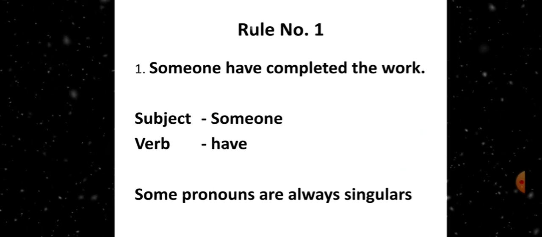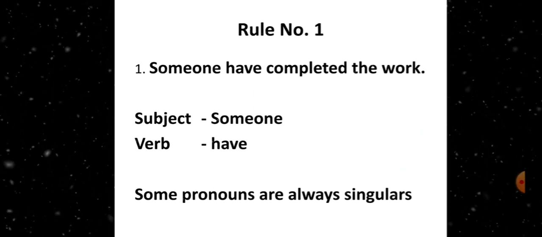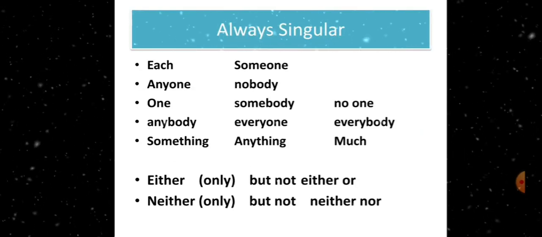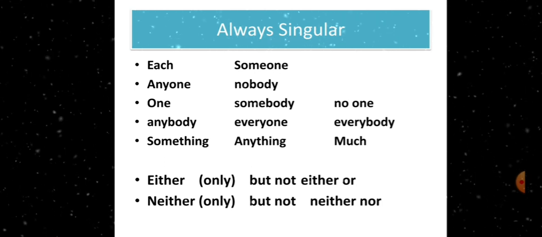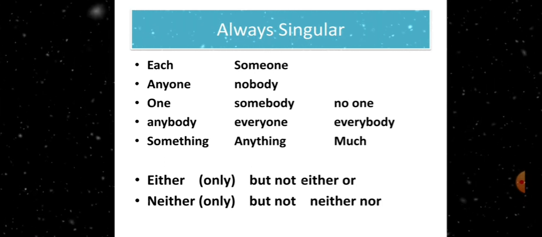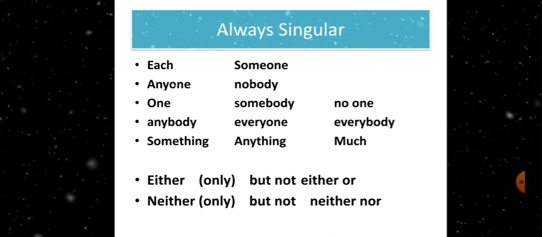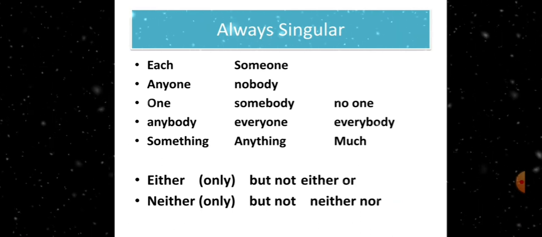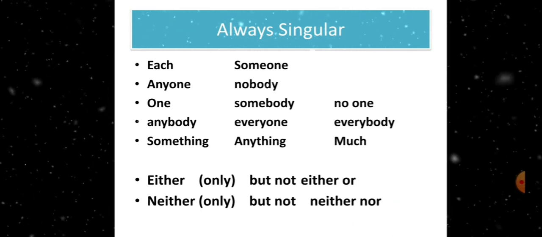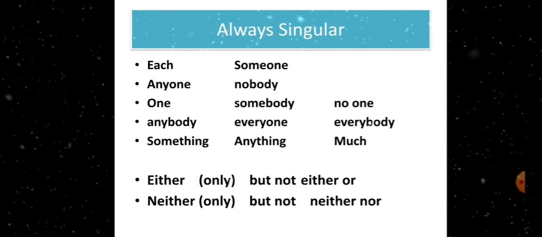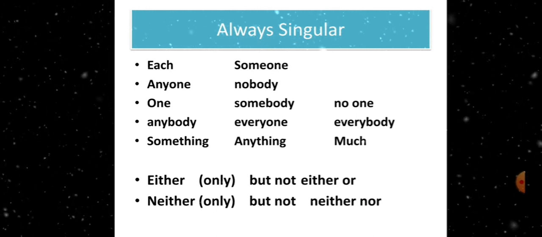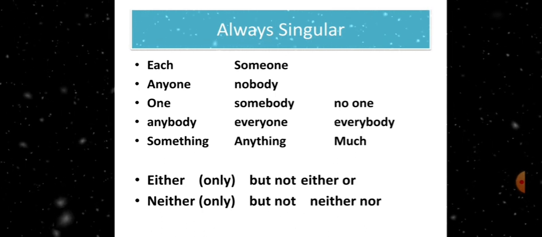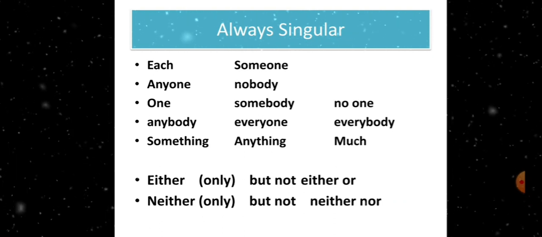So remember that there are some pronouns in English which are always used as singulars. So this is rule number one. You need to learn all these pronouns. You should keep them in mind. So the list of pronouns which are always used as singulars is given here. So the first one is each, anyone, one, anybody, something, someone, nobody, somebody, everyone, anything, no one, everybody, much. Which is simple. Each, someone, no one, anyone, and everyone. Somebody, nobody, anybody, and everybody. Okay, clear? Keep this in mind. And remember that all these pronouns are always used as singulars.